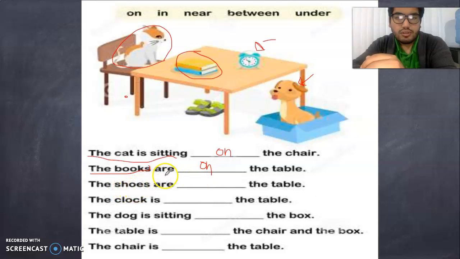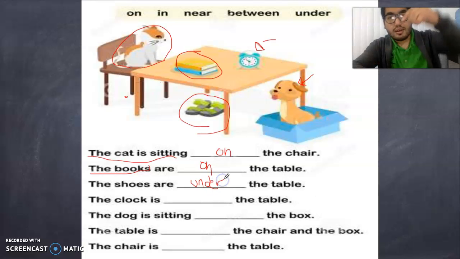The shoes. Where are the shoes? Oh, here are the shoes. The shoes are in what, George? Between the table? No. In the table? No, they are not inside of the table. On the table? No, they are not on the table. We say under. Remember, under meaning that they are down.